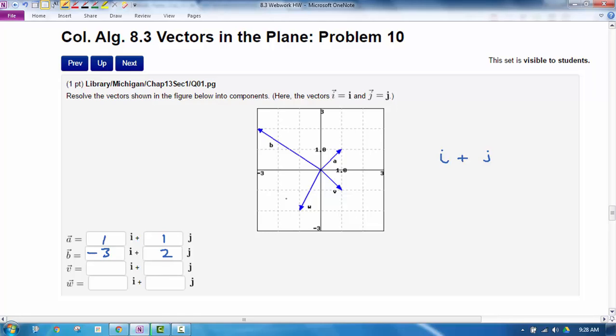V goes over 1, down 1. And W goes back 1, down 2.